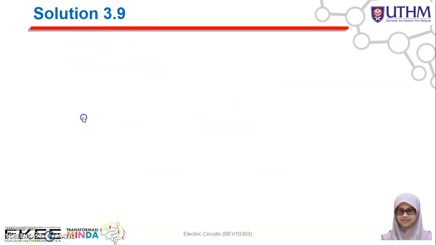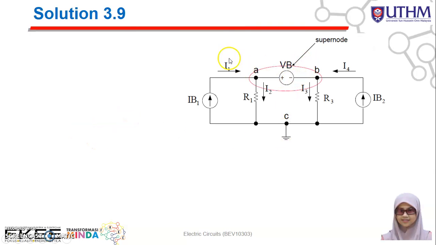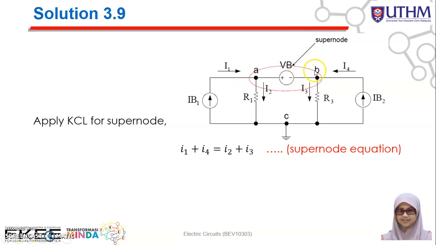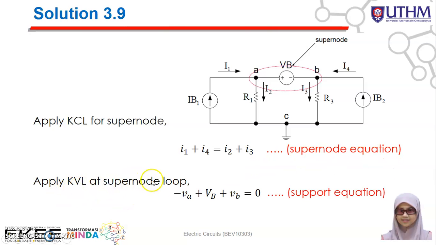So for the solution to this example, you can just redraw your circuit. Based on the circuit, we apply the KCL: I1 plus I4 will be equal to I2 plus I3. So this is considered as the supernode equation. For the KVL, you need to apply the KVL at the supernode loop. Here we call it a supernode loop.